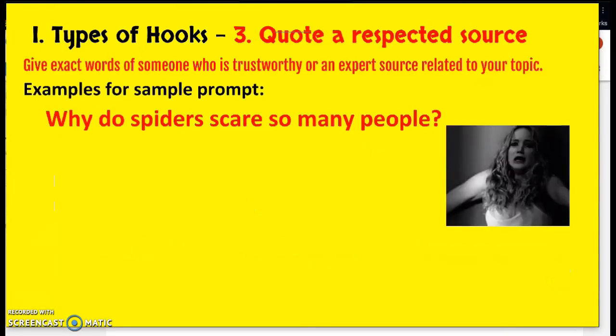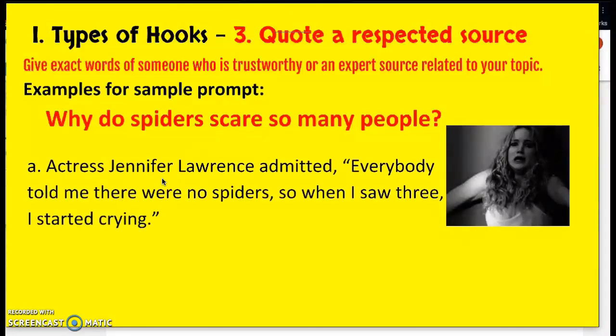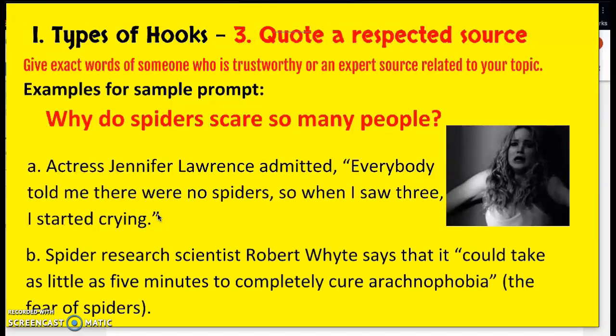Another type of hook, the third one we're going to look at, is to quote a respected source. So give the exact words of someone who's trustworthy or an expert source related to your topic. So for this one, why do spiders scare so many people? A. We have actress Jennifer Lawrence, who admitted, "Everybody told me there were no spiders, so when I saw 3, I started crying." She's not a spider expert, but a lot of people respect her.